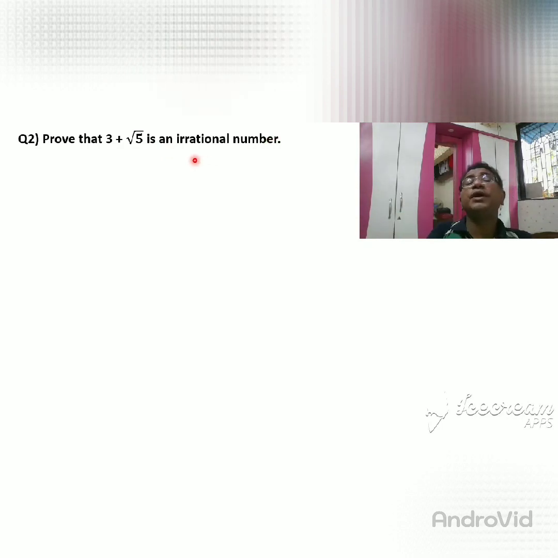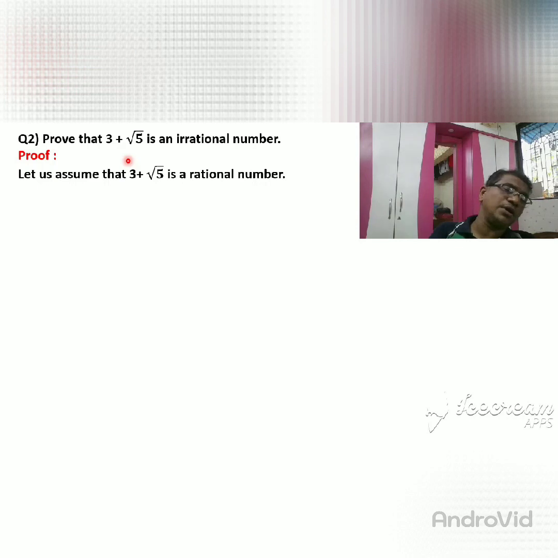So what do you want to prove? Irrational number. What is the opposite of irrational number? Rational number. So let's assume, that means consider, that 3 plus root 5 is a rational number. Why do we consider it a rational number? Because we want to prove that it is irrational, and the opposite of irrational is rational. So let us assume that 3 plus root 5 is a rational number.